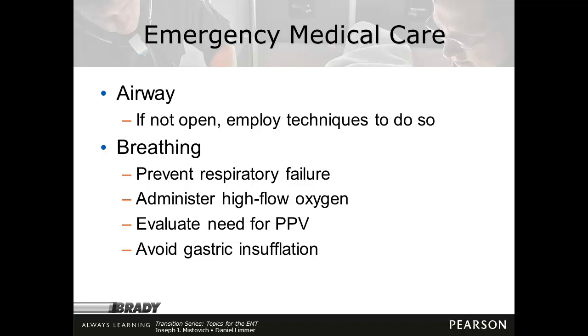Gastric insufflation, pushing air into the stomach, is a risk. Minimize it by using airway adjuncts such as the King airway, delivering ventilation slowly without great force. Consider use of light pressure over the cricoid cartilage to minimize air escaping. To avoid hyperventilation, be careful to ventilate patients at the appropriate rate for a person of their age and size.